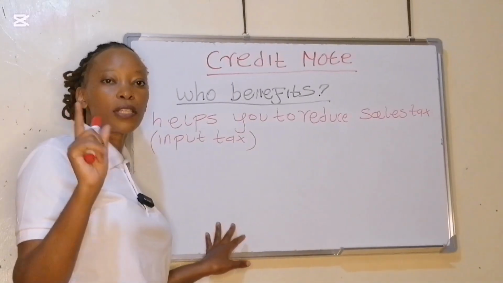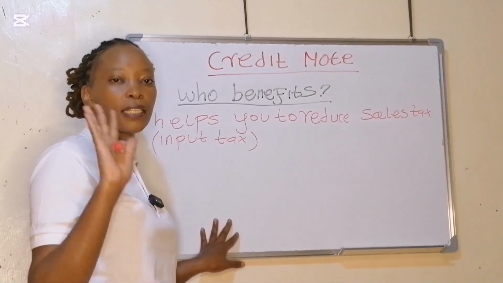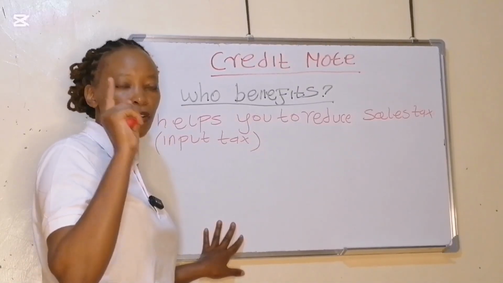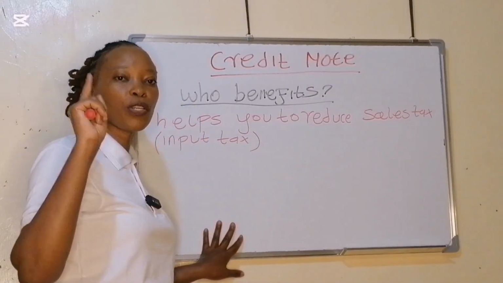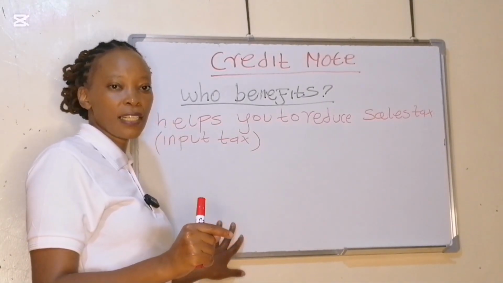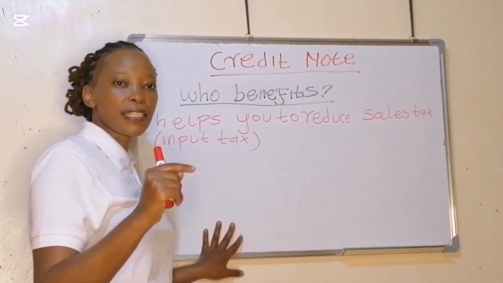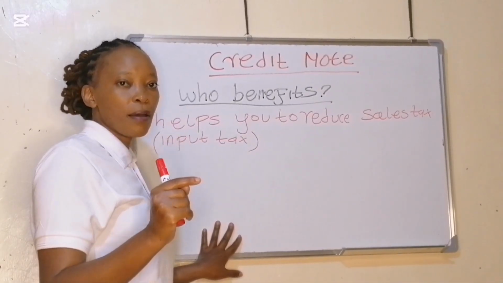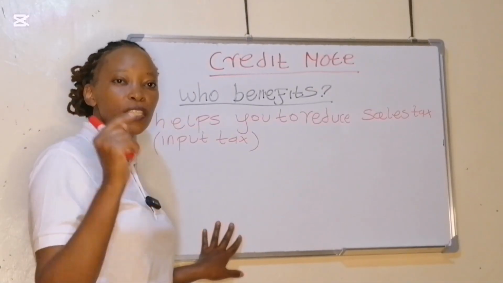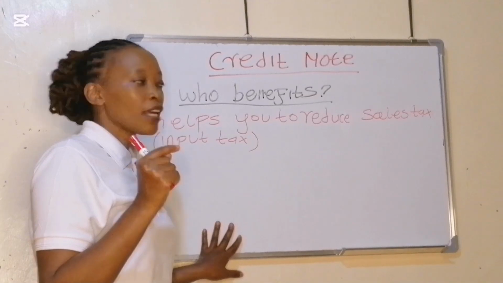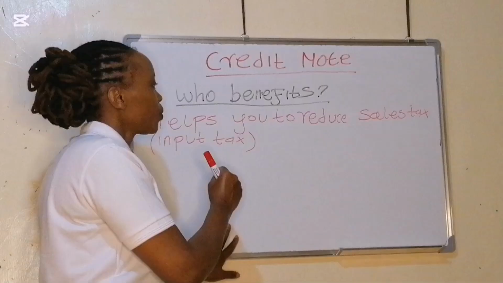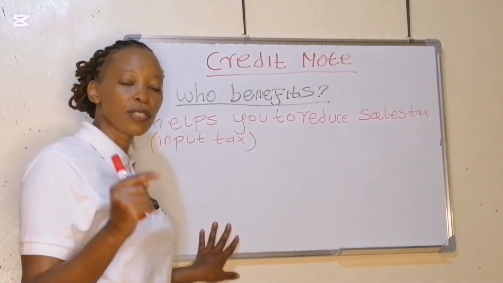You sold goods worth 10,000, but the customer returned 5,000 worth of goods. So in real sense, you sold goods worth 5,000. Because at first you issued a tax invoice of 10,000, you were supposed to pay taxes on goods worth 10,000. But now the customer has returned goods. How do you reduce this tax? You are going to write a credit note. Then this credit note is going to help you to reduce the sales tax.